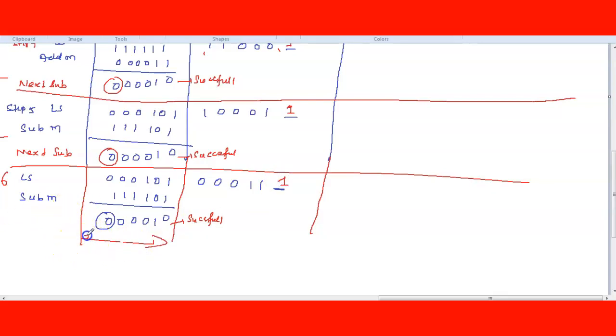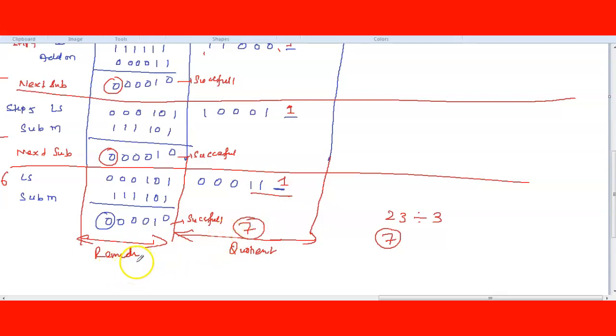So this value will be your remainder, and this value will be the quotient. So 23 divided by 3: 7 is the quotient, which we got here, and 2 is the remainder. If in the last step you get 1, a negative number, which is unsuccessful, then restoration has to be performed. We'll see an example for the last step where you get a negative, unsuccessful result in the next lecture. Thank you for watching.